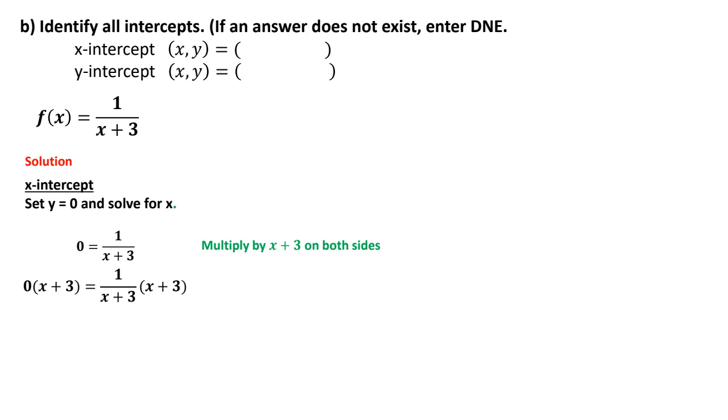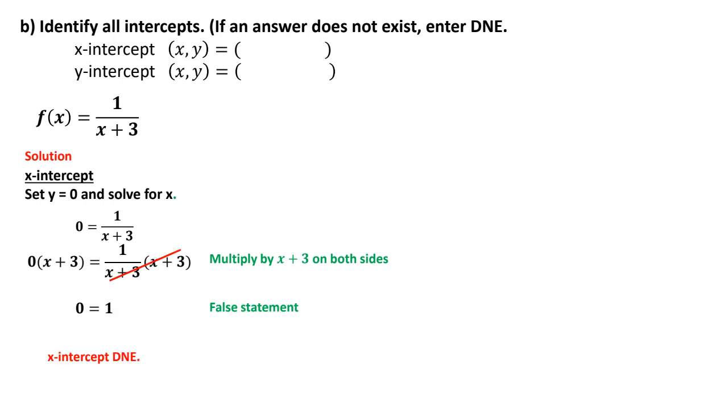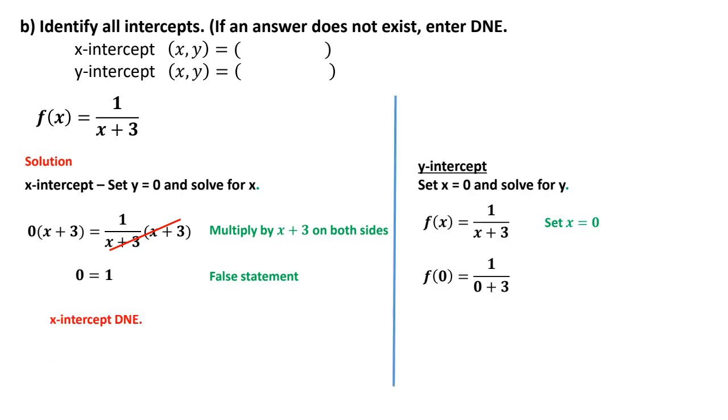Now we need to multiply x plus 3 on both sides. And what we're going to notice is we're going to get a non-valid equation. Here the x plus 3 becomes 1, and 0 times x plus 3 is 0. So this is not a true statement. 0 is not equal to 1. So what this is telling me is that it has no x-intercepts. Okay, they don't exist. If you had an online class, you would put for the x-intercepts, DNE, does not exist.